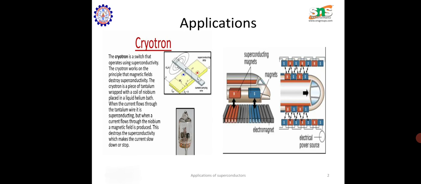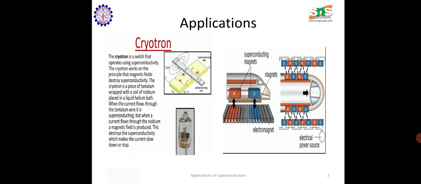Here the critical magnetic field HCA of material A is less than the critical magnetic field HCB of material B. Initially the temperature of the whole system should be maintained below the transition temperature of the two materials A and B. Superconducting materials A and B play the major role.